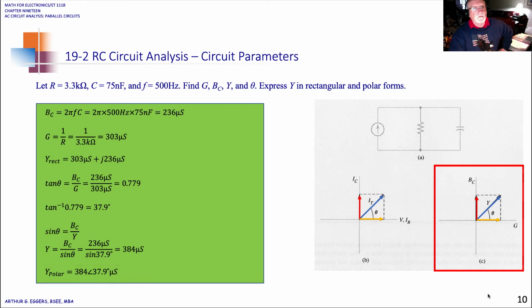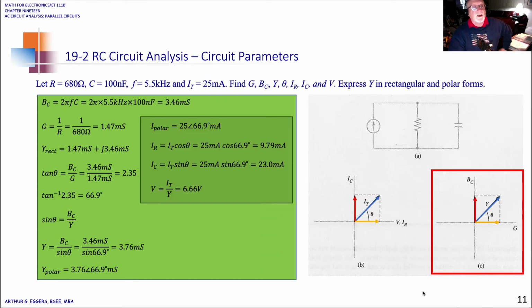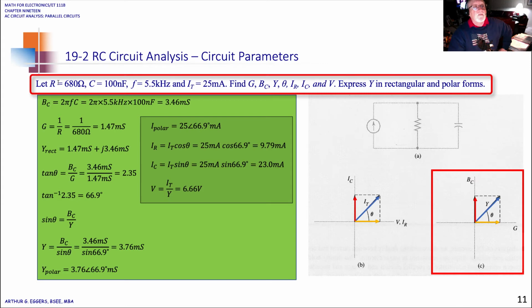Let's look at another example here where we have R equal to 680 ohms, capacitance equal to 100 nanofarads. Now we have an operating frequency of 5.5 kHz. We have a total current of 25 milliamps. Now we have a host of values they want us to solve for: G, B sub C, Y, theta, I sub R, I sub C, and the voltage. Again, express Y in terms of rectangular and polar forms.